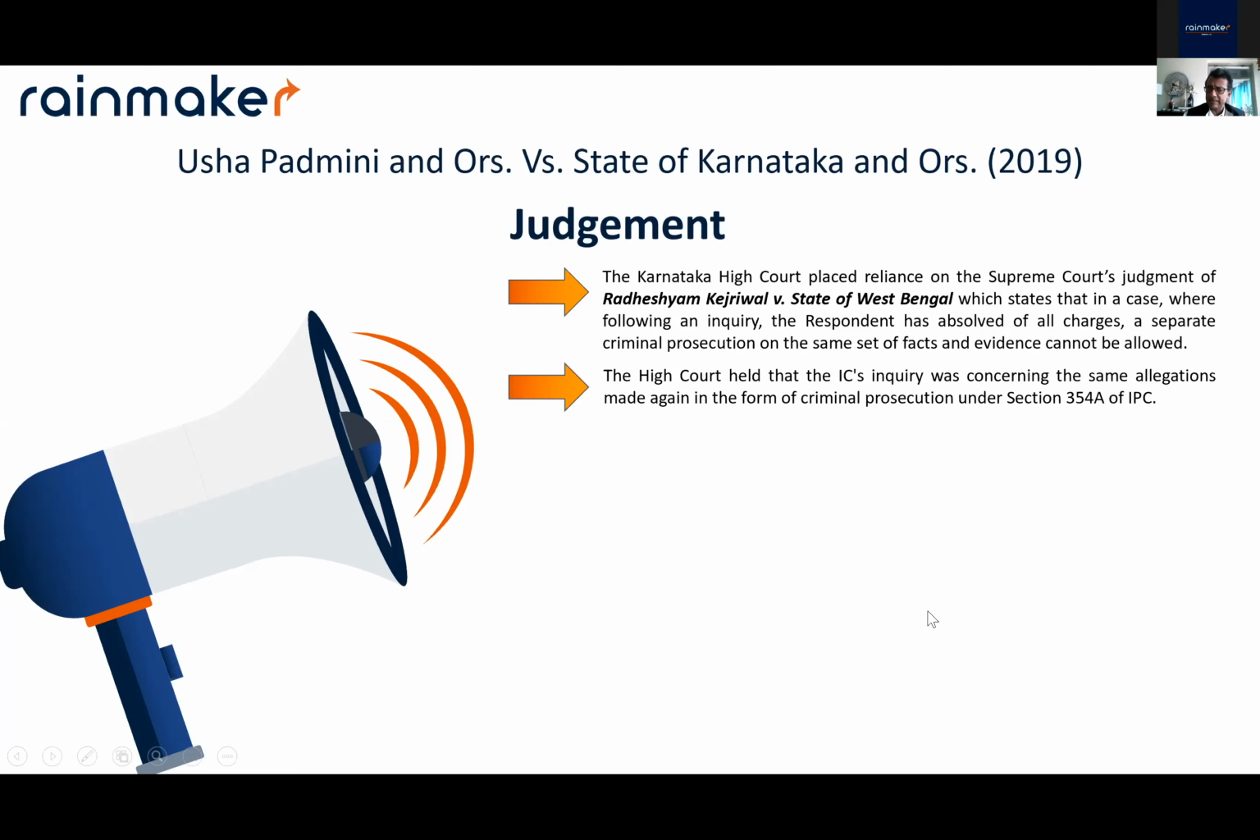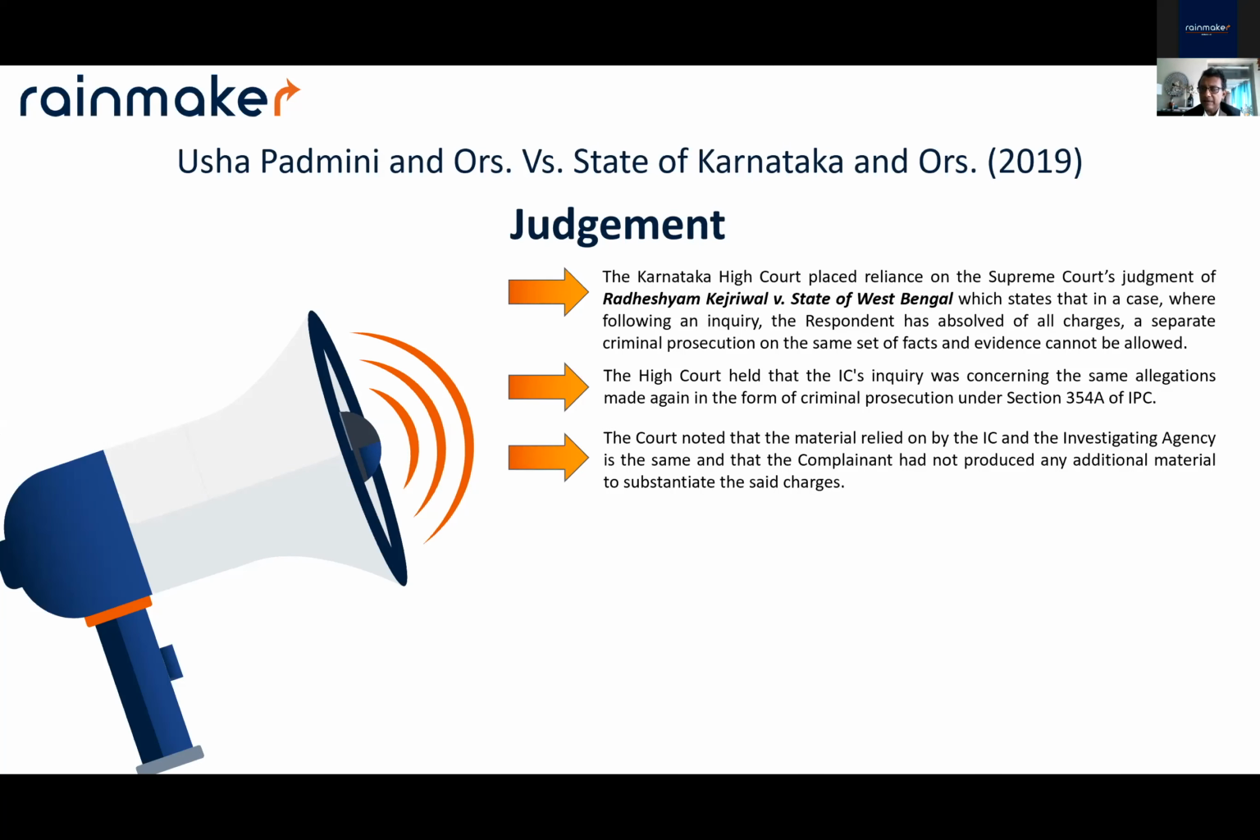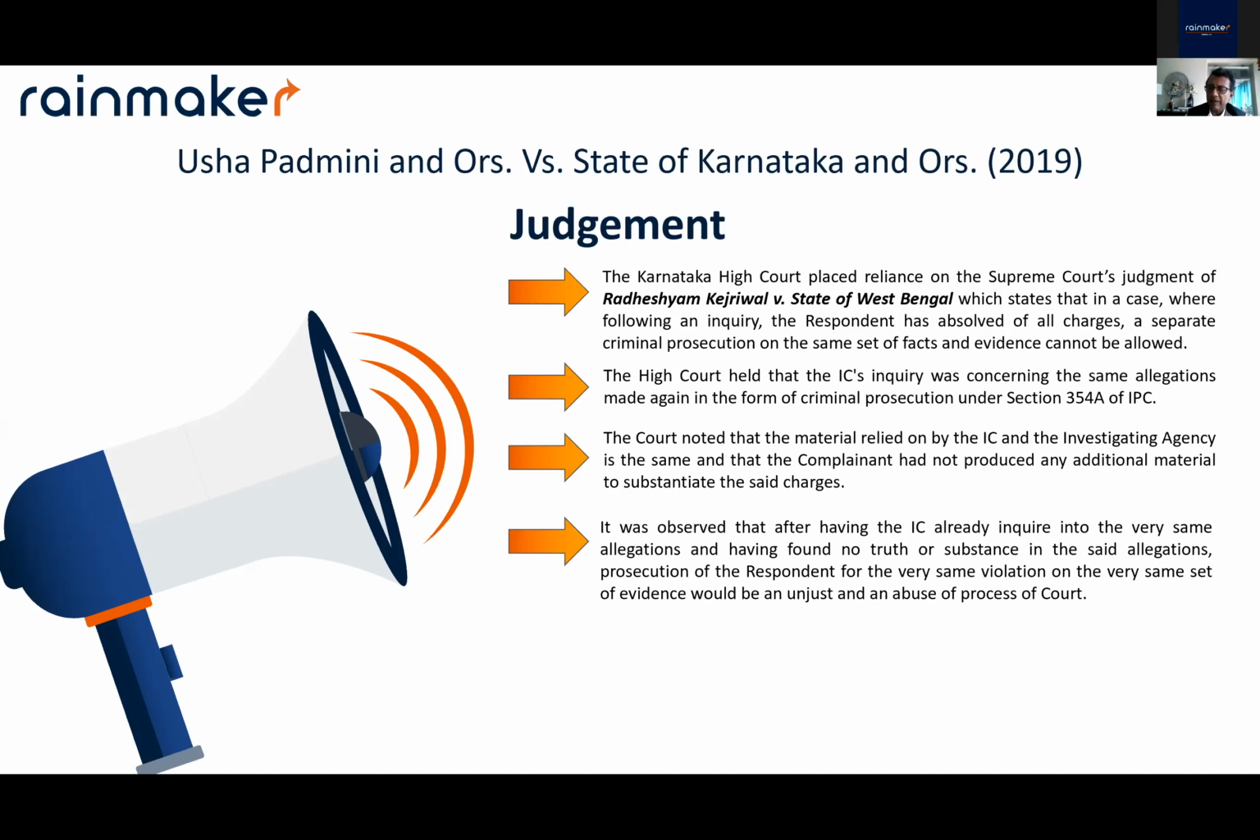So this was the Supreme Court order that the Karnataka High Court relied on, right? The High Court held that the IC's inquiry was concerning the same allegations made again in the form of criminal prosecution under 354A of the IPC. The court noted that the material relied on by the IC and the investigating agency is the same, and that the complainant had not produced any additional material to substantiate the said charges. On the same set of facts, if a fresh or criminal complaint is filed, it is likely to be dismissed. It was observed that after having the IC already inquire into the very same allegations and having found no truth or substance in them, prosecution of the respondent for the very same violation on the very same set of evidence would be unjust and an abuse of the process of the court.